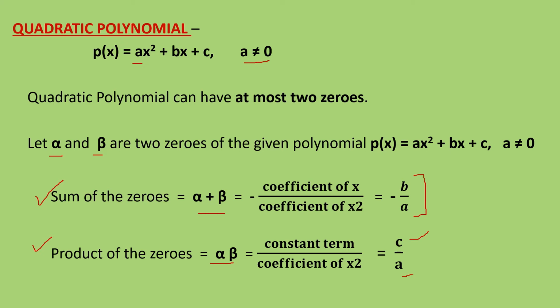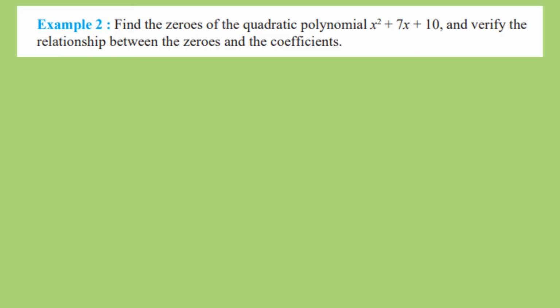So we have found out the relationship between the zeros and the coefficient of the polynomial. First is sum of the zeros alpha plus beta is minus b upon a, and the product of the zeros alpha beta is equals to c upon a. Now let's take an example, and this is your NCERT example only. Question is, find the zeros of the quadratic polynomial x square plus 7x plus 10 and verify the relationship between the zeros and the coefficient.